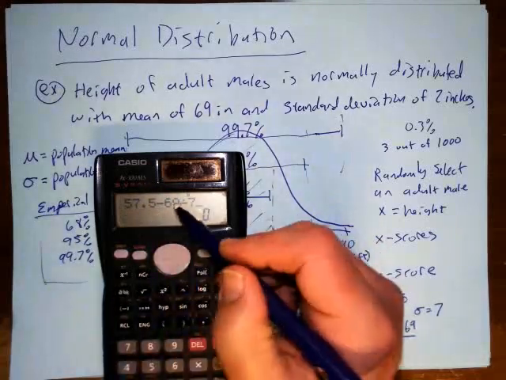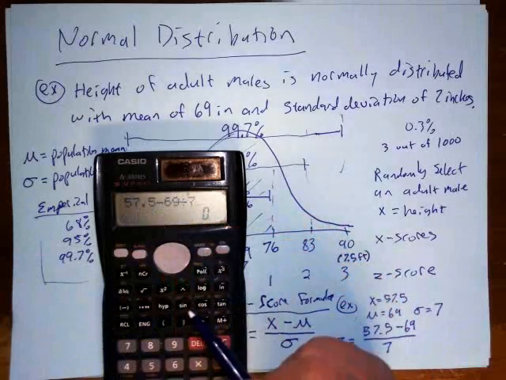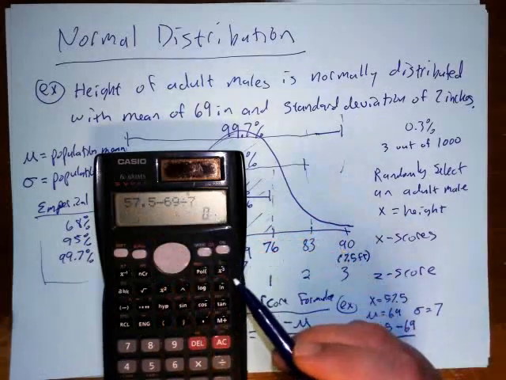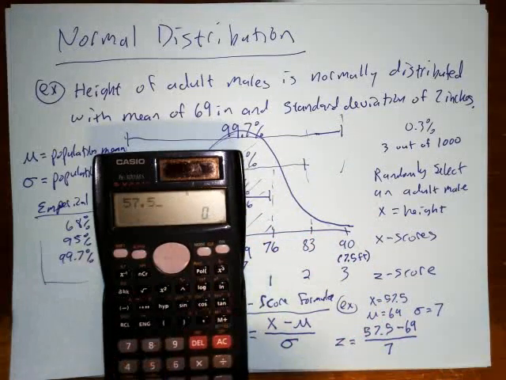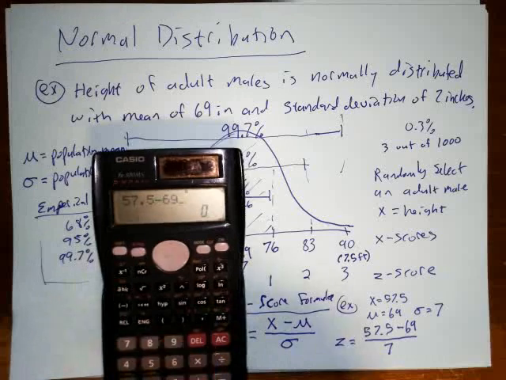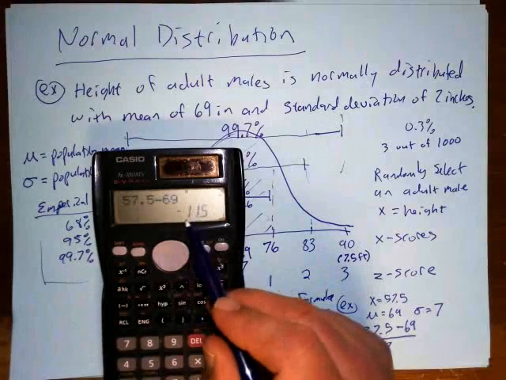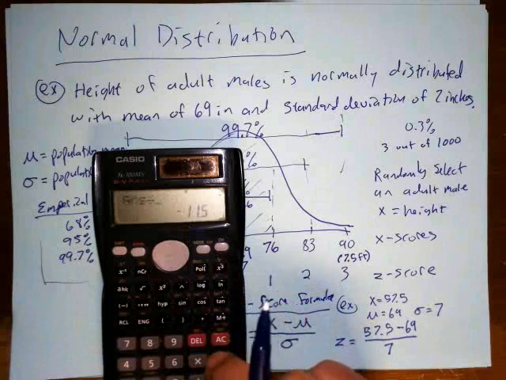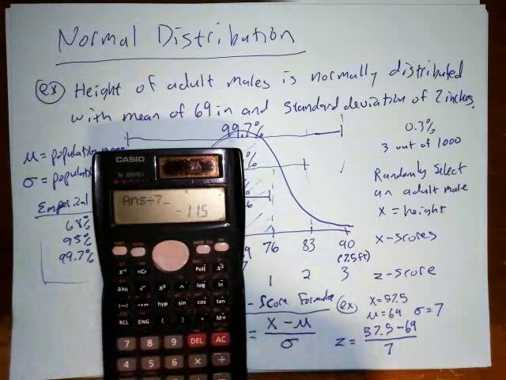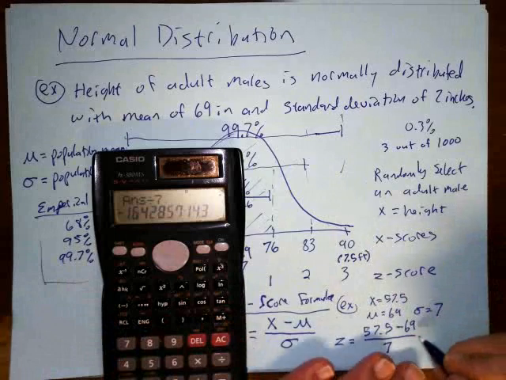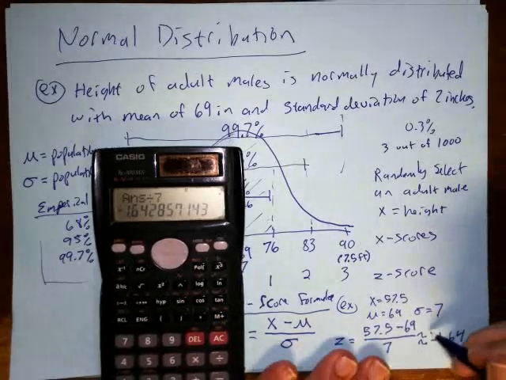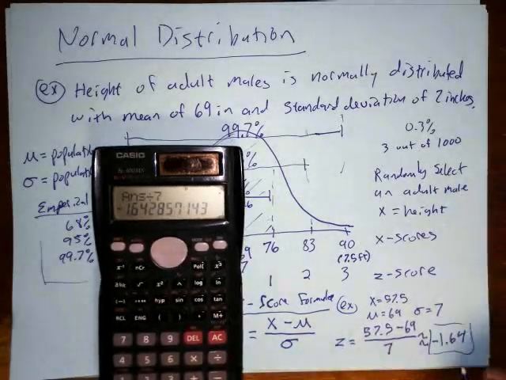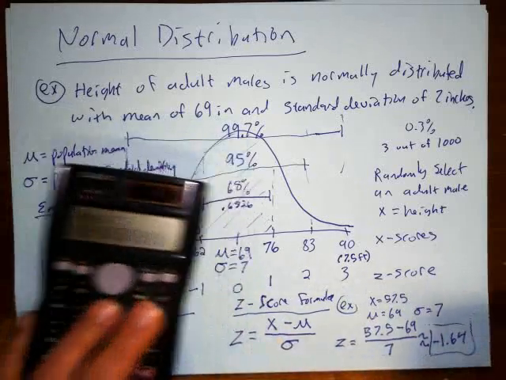Okay, and then divide. So I either need to put parentheses around the subtraction and then divide that by 7, or the way that I do it is I just do 57.5 and then I subtract 69, hit equals, and that gives me a negative 11.5, and then I divide that by 7. And then I get my z-score. And you're going to always round the z-score to 2 decimal places. And the reason for that is because when you look it up on the table, it will always have the z-score to 2 decimal places. And so that would be the z-score.